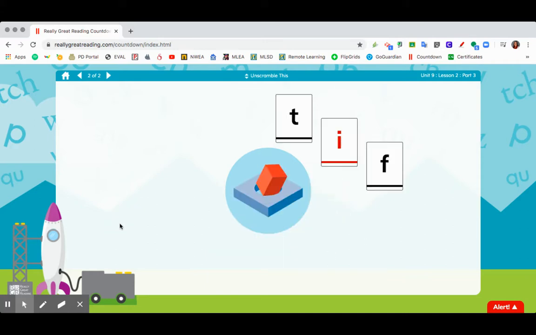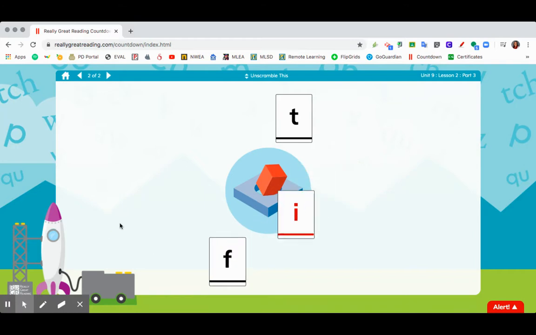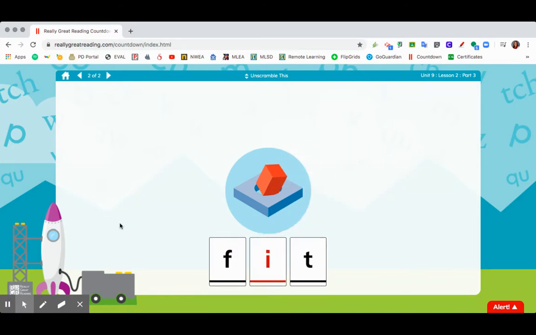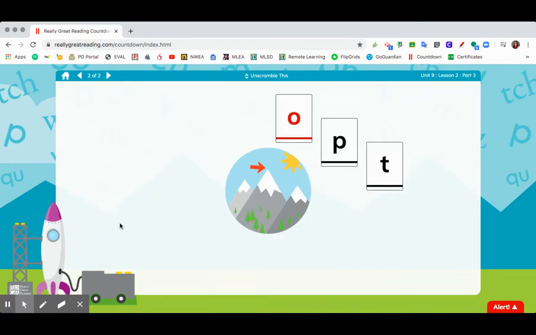Fit. Stretch it out. Pause the video and write the word. Top. Stretch it out. Pause the video and write the word on your whiteboard.